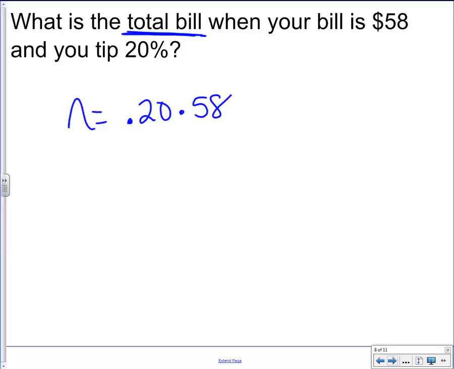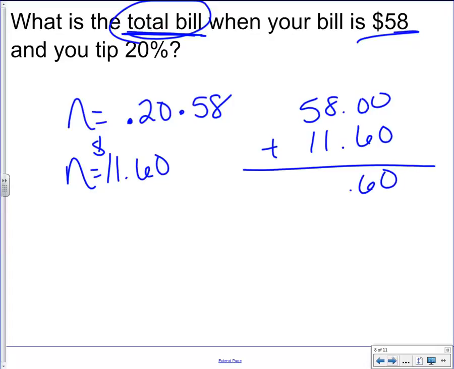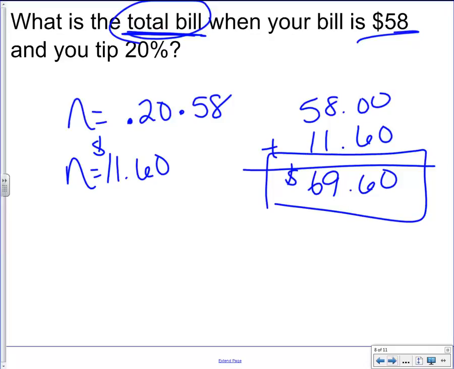So in your calculator, you're gonna be putting 0.20 times your $58 bill. So your tip is $11.60. It doesn't care about the tip, it wants to know what the total bill is. Well, your bill was $58, your tip was $11.60. You're gonna add them together and you get 60 cents, so $69.60 is gonna be your final bill. Okay?